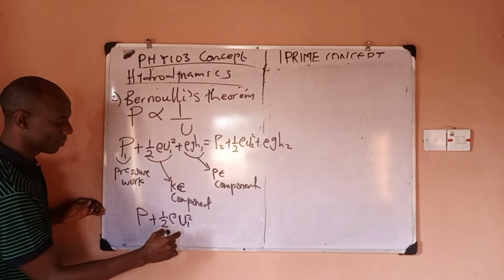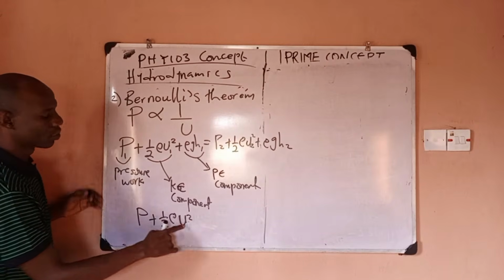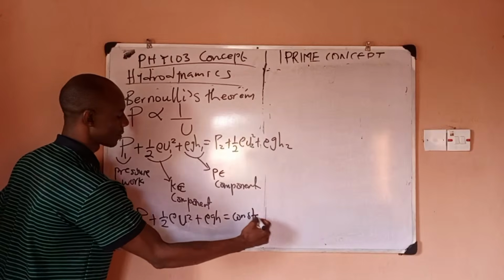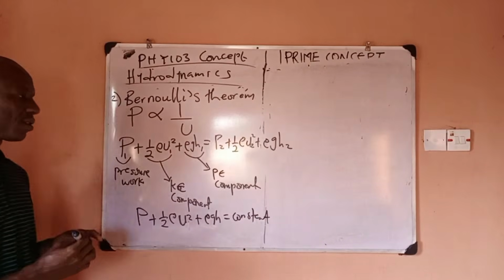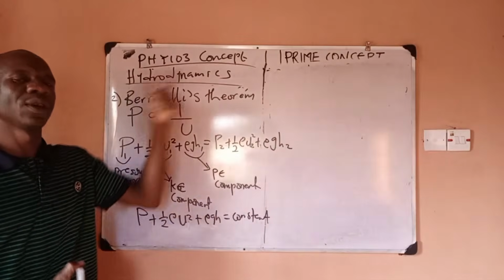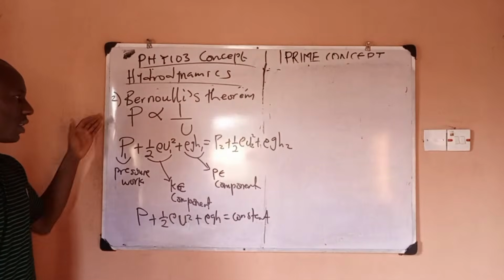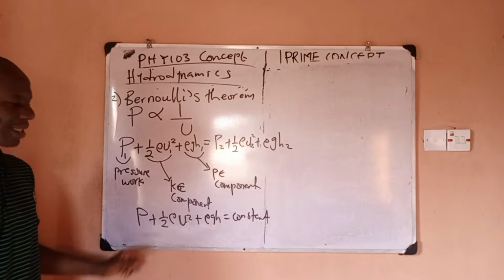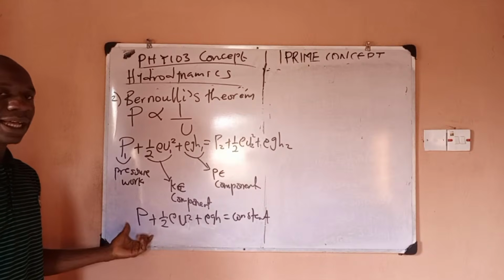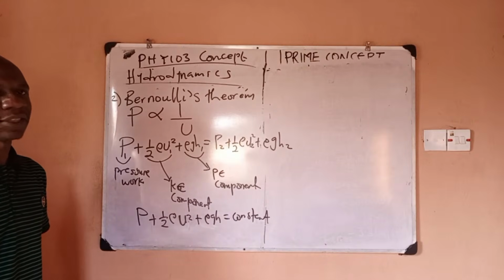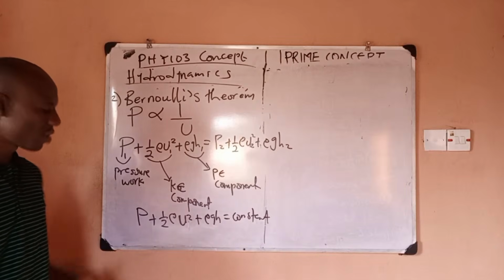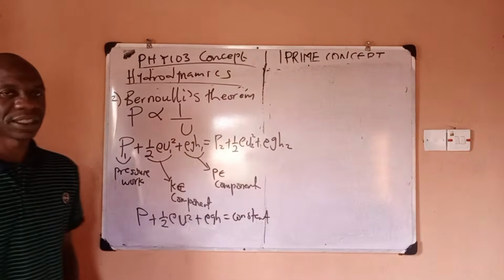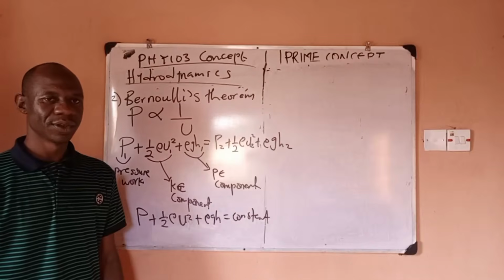So this is the mathematical form, which you can simply say P plus half rho u squared plus rho gh equals constant. Whenever you say something is equal to constant, it means you can equate it to P2, equate it to P3, and so on. So this is Bernoulli's equation mathematically. Don't be scared of it. Look at it, memorize it. It's not difficult. This formula, I can personally never forget it in my life. So look at it very well. Pressure work, kinetic energy, and potential energy components. That is the Bernoulli's theorem.